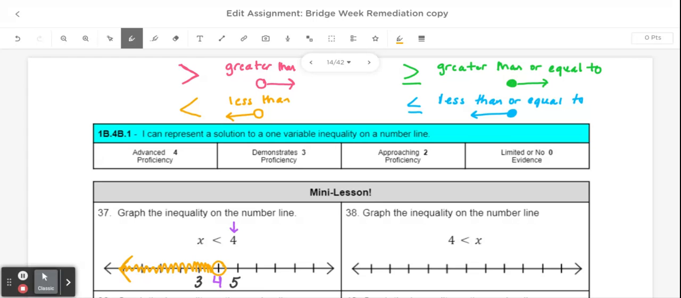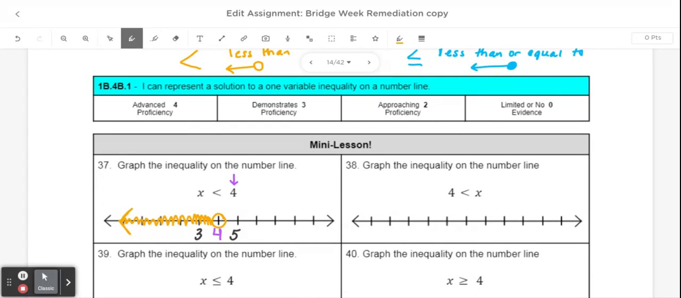For the next example, you'll see that the problem is written a little bit differently, where the x is not the first thing. When that happens, the first thing that you want to do is flip this problem around so that the x is first. When you do that, you flip the order and you flip the symbol.